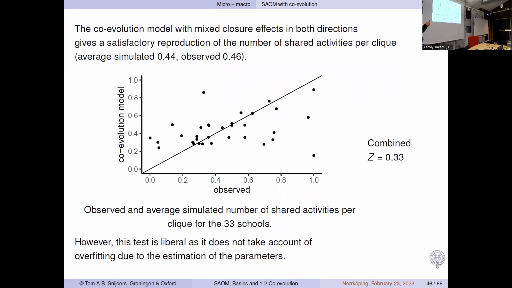However, this co-evolution model nicely reproduces the number 0.46. Here, the average of the simulated average number of joint activities per clique is 0.45, 0.44. The combined standard normal is 0.3, so that is not significant at all. So this co-evolution model nicely reproduces the macro-level property of the number of common activities in the friend group.